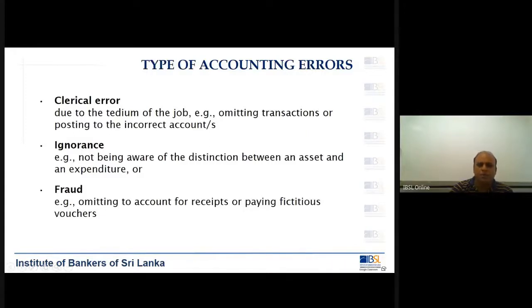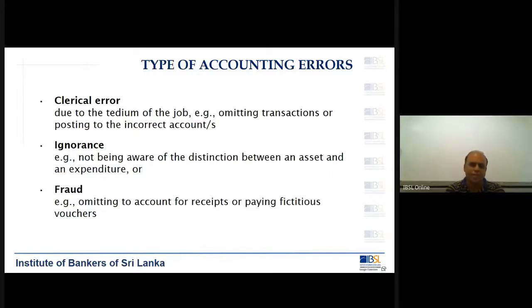First type of accounting errors. There could be an error called clerical error. Now in the good old days, I don't think we are using this term now, the person who is doing this type of accounting work is known as a clerk. But it is very rare that we use that term now. This person, the so-called clerk, is the person who is supposed to enter the journals, record them, post them to the ledger. So all these jobs are handled by the same person.